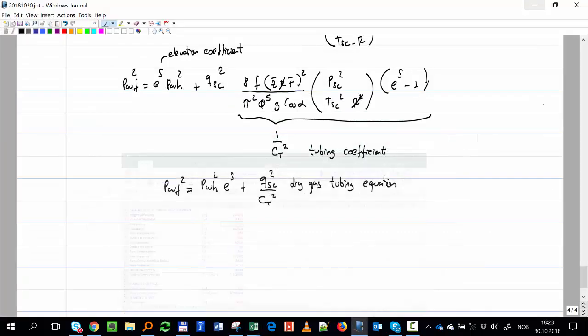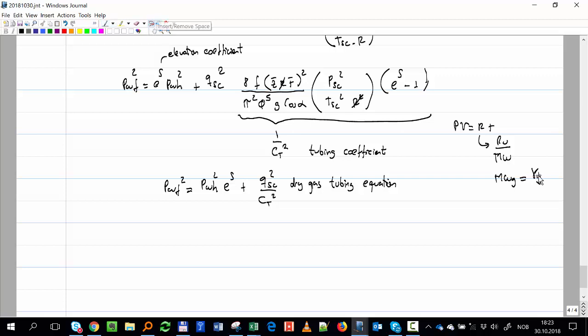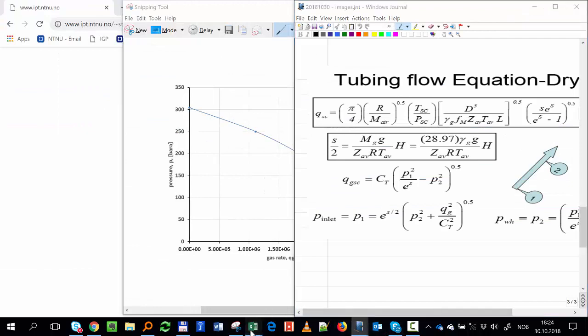We need the gas gravity, if you remember. Here we're using PV equal to RT, and this R is the universal gas constant divided by the molecular weight. If you remember, the molecular weight of the gas is the specific gravity of the gas multiplied times the molecular weight of air. So that's why we need the specific gravity of the gas, because we want to calculate depending on what fluid we have.